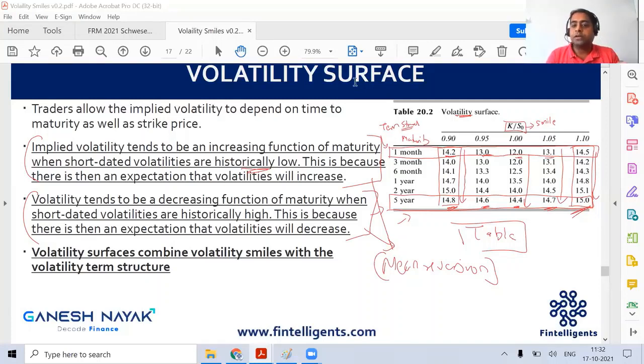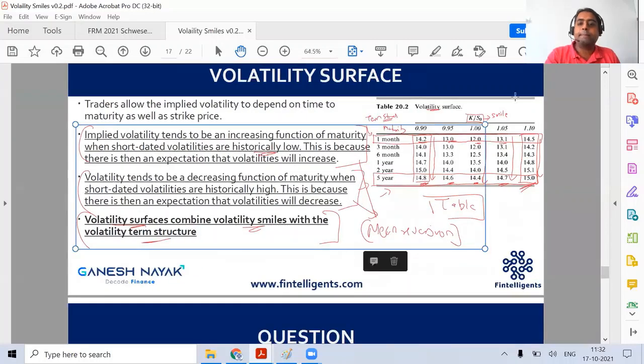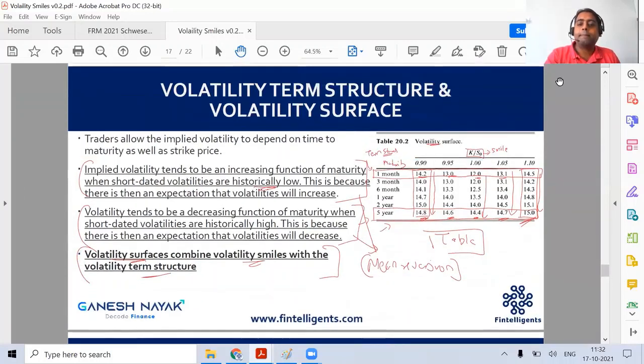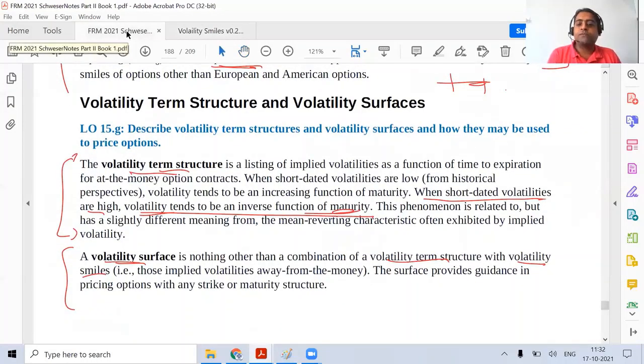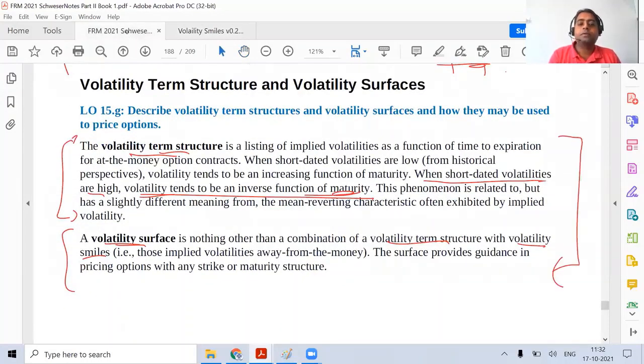I'm moving further. One more line which we should read. What is volatility surface? It is a combination of smile and term structure. We have explicitly talked about it. Let me take you towards the book. So we have covered over here, right?